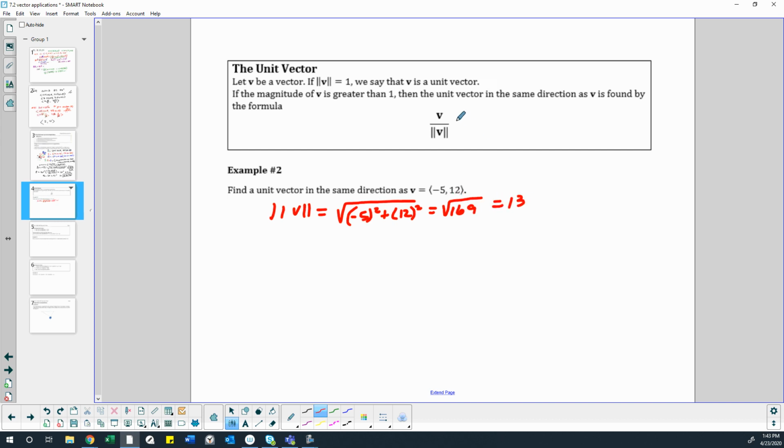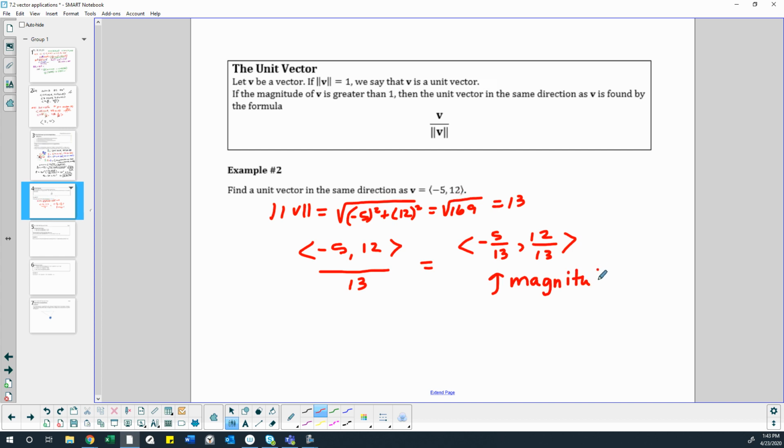So now we're going to follow the formula that says, let's take vector v, which is negative 5, 12, and we're going to divide that by 13. And all that means is each of those numbers individually is going to be divided by 13. So negative 5 13ths and positive 12 13ths. And that is a unit vector. That means it has a magnitude of 1, but it is going exactly the same direction that the vector negative 5, 12 would go. And there's applications for that we're going to use.